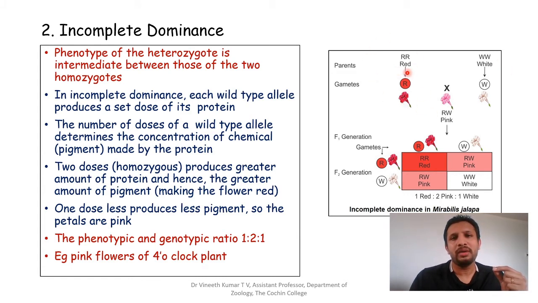So, when you have a double dose of an allele, not the protein, a double dose of the wild type allele, you get a double dose of the enzyme and hence a double dose of the pigment. As a result, you get the color which is called red.